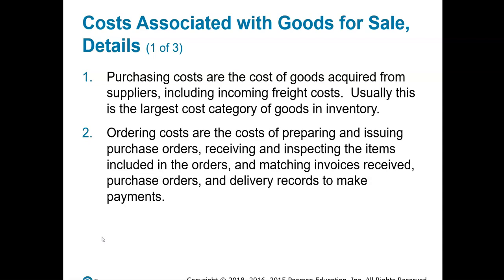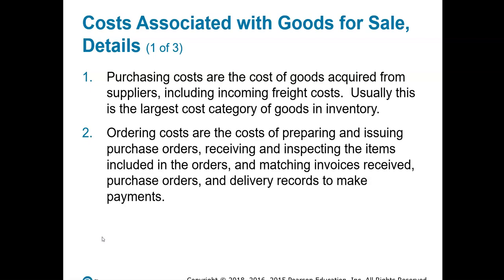Purchasing costs are the costs of goods acquired from suppliers, including incoming freight costs. Usually this is the biggest cost category of goods in inventory. So this is actually the cost of that bottle of Coke that I buy from Coke to put on the shelves. Let's say I sell that bottle of Coke for $2. Well, that cost to me may be $1. So that is my purchasing cost. That's the cost of goods acquired from suppliers, including incoming freight costs.